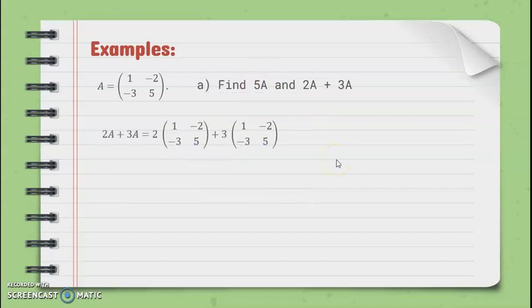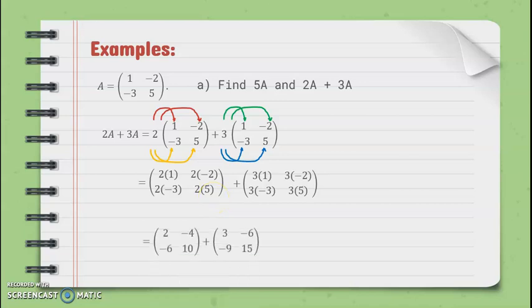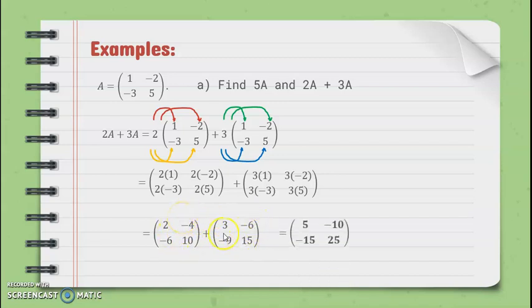Okay, let's try another one. How about 2A plus 3A? We can say 2 times the values of matrix A plus 3 times the values of matrix A. So 2 times 1 and 2 times negative 2, and then 2 times negative 3 and 2 times 5. So we'll get this matrix. Same goes with the second one, so you'll get this matrix. Once you finalize and simplify, you get these two different matrices. We can just add these two matrices together since they have the same order. So this is the final answer.